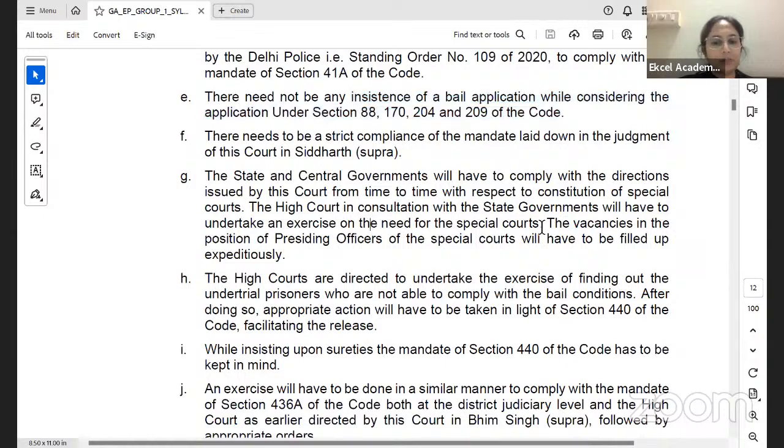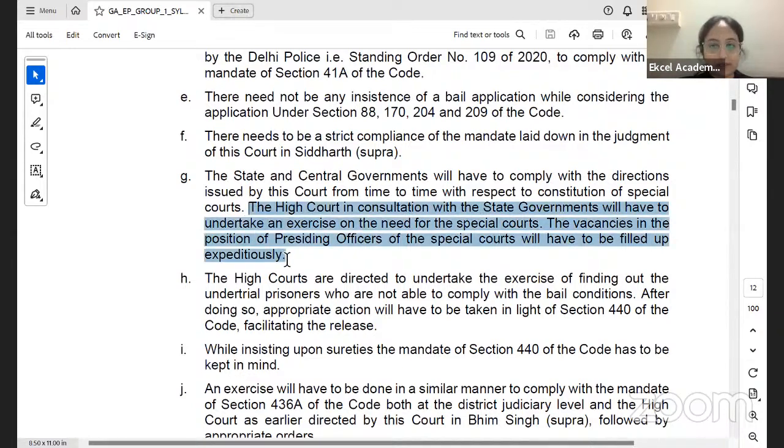Then state and central governments will have to comply with the directions issued. See, this is as it is given, and you have to write all the directions or all the points. So state and central governments will have to comply with the directions issued by the court from time to time with respect to constitution of special courts. So if there is any constitution of special courts, then the state and central government should follow that.